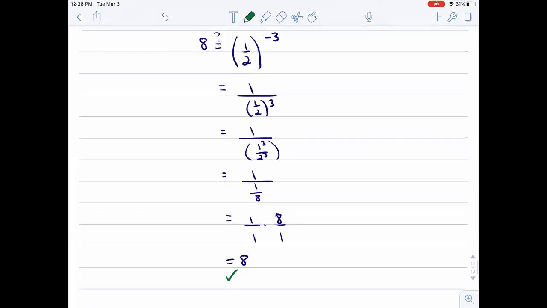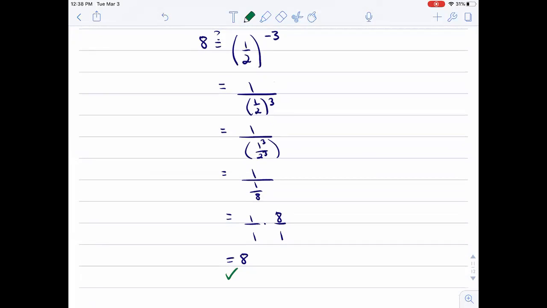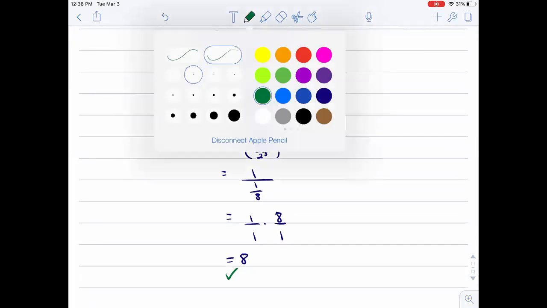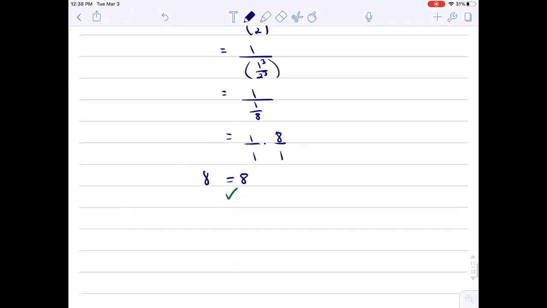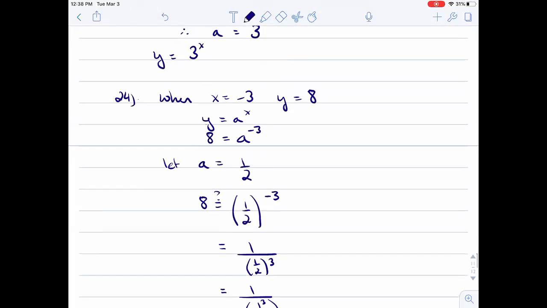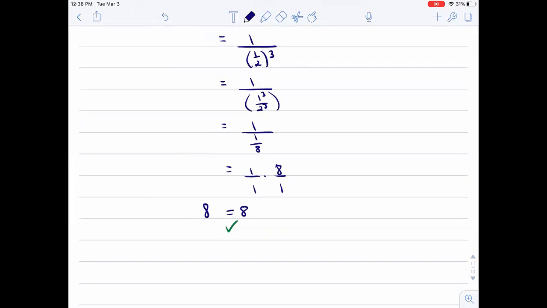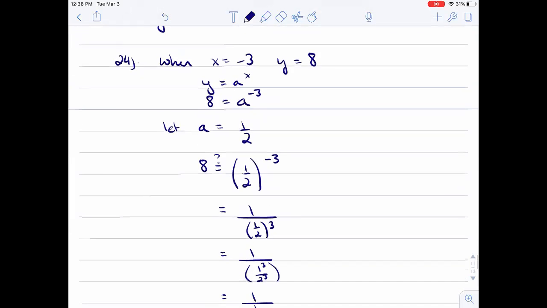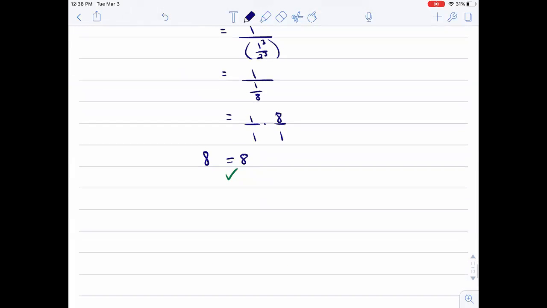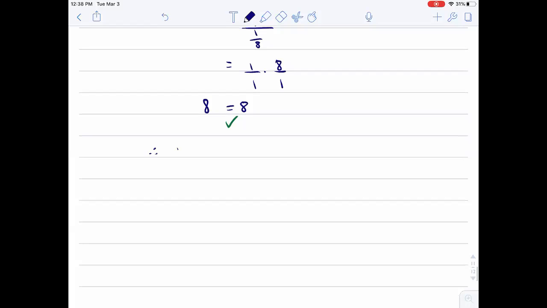Like I said, this isn't how we're going to solve these, right? It's just to get a good grip on what these things look like. So then A must be 1/2. So then, therefore, y equals 1/2 to the power of x in general, right? Oh, decay.